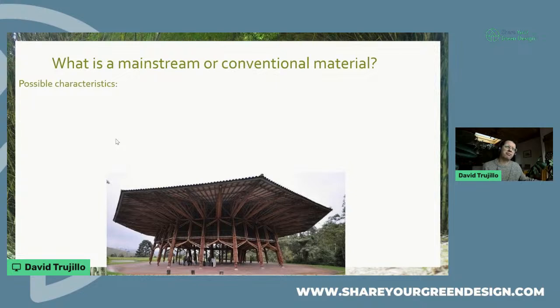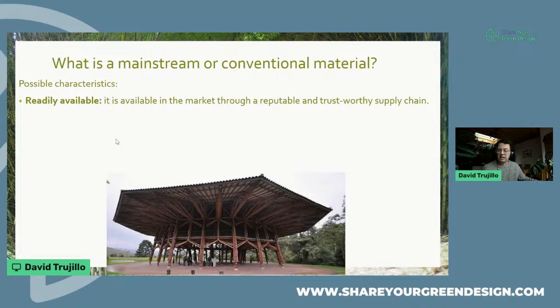So I've been thinking about what it would take to make a material mainstream or conventional. The first thing, it needs to be readily available. It needs to be available in the market through a reputable and trustworthy supply chain. You don't think twice about the rebar you're going to put in your concrete frame, because you know there's a supply chain that makes sure that whatever you buy is of a good quality.